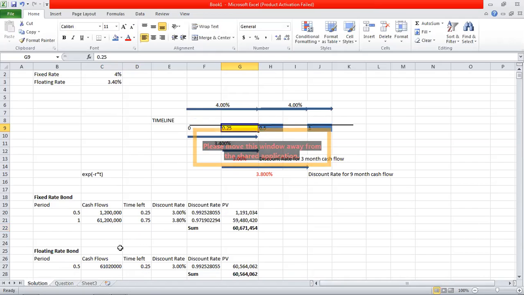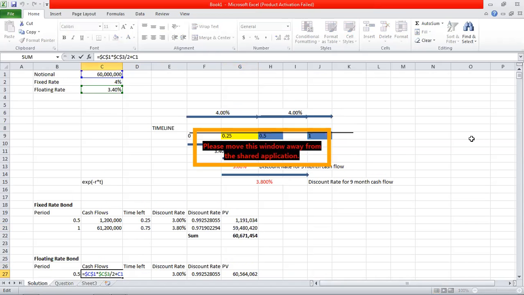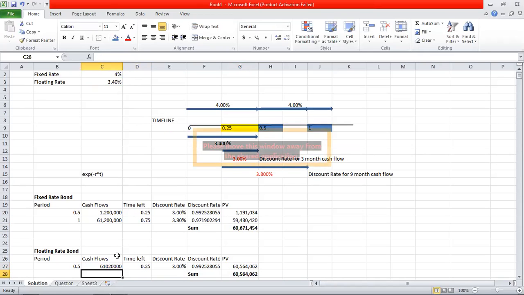So what I'm going to do is assume that I'm going to receive 3.4% of 60 million. And again, 3.4% is an annual rate. We are doing semi-annual compounding, so 3.4% divided by 2. So we are going to get that interest, plus we are also going to get back the principal of 60 million. So the sum total of all of them comes to 61.02 million.